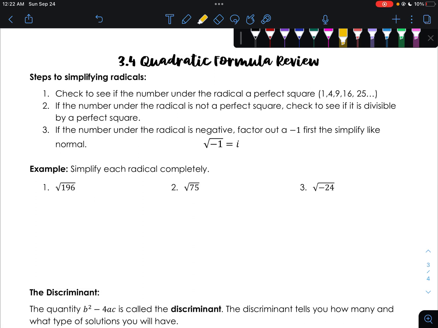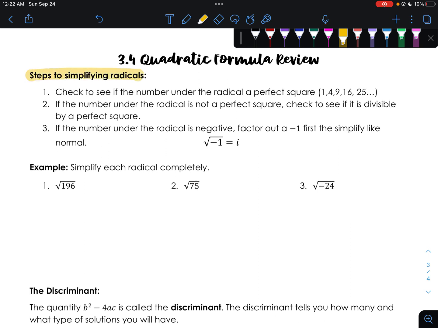Hi everyone, in this video we're going to talk about the quadratic formula. So first, before we get into the quadratic formula, we need to remember how to simplify radicals. The first thing we do when we simplify radicals is check to see if we have a perfect square under the radical. Some examples of perfect squares are 1, 4, 9, 16, 25, and so on.